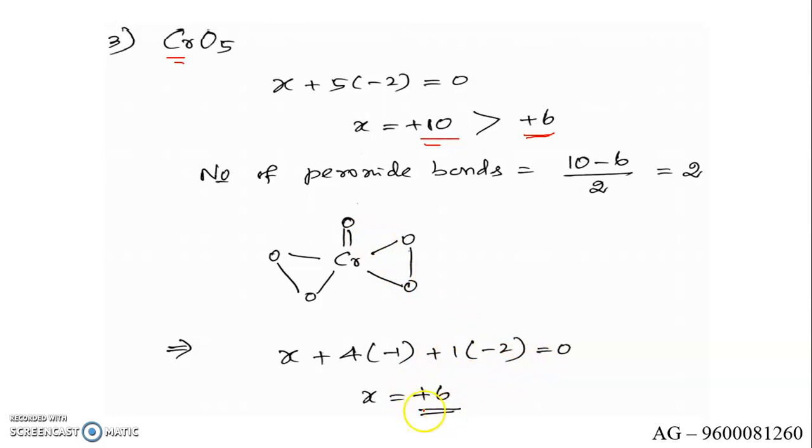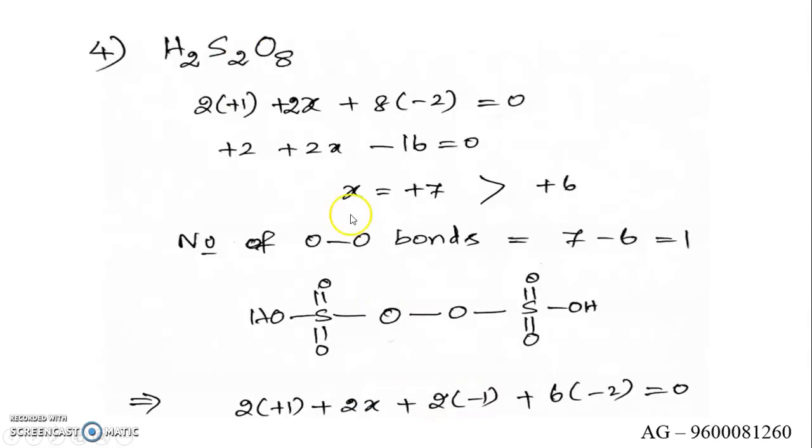And if you calculate, you will get the answer as +6. So +6 is the maximum, +6 is the correct oxidation state of chromium in CrO5. Okay, then see this question, H2S2O8.